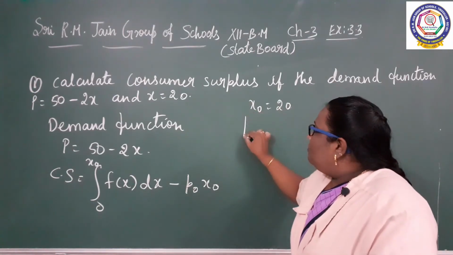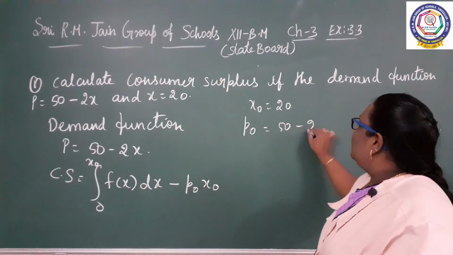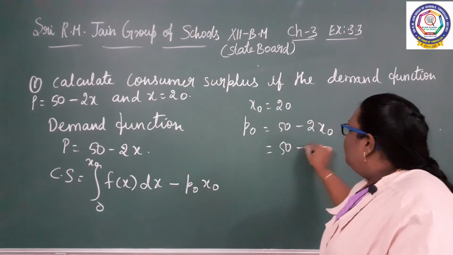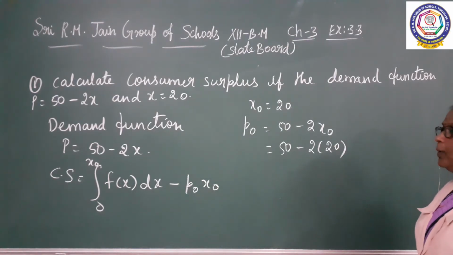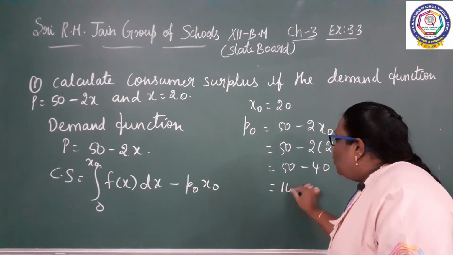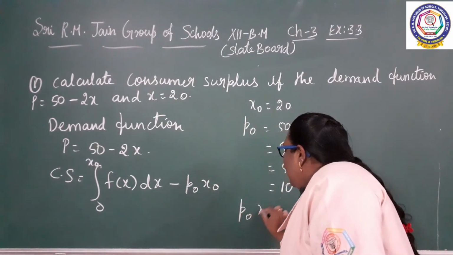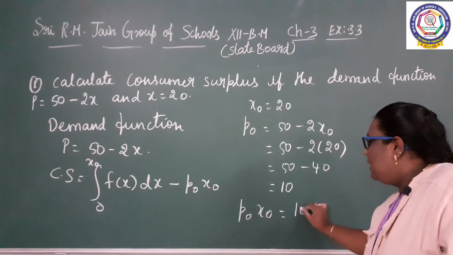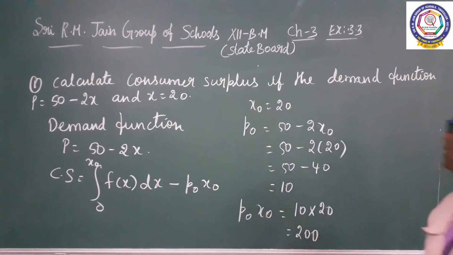Demand function P naught equal to 50 minus 2 x naught. So you can substitute x naught equal to 20: 50 minus 2 into 20. It gives 50 minus 40, the value is 10. What is the value of P naught x naught? P naught is 10, x naught is 20, so it gives 200.